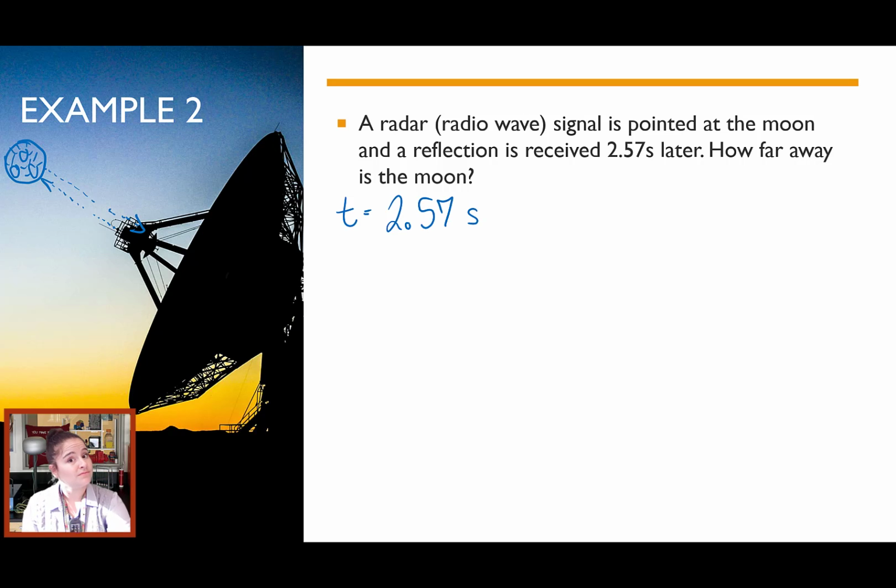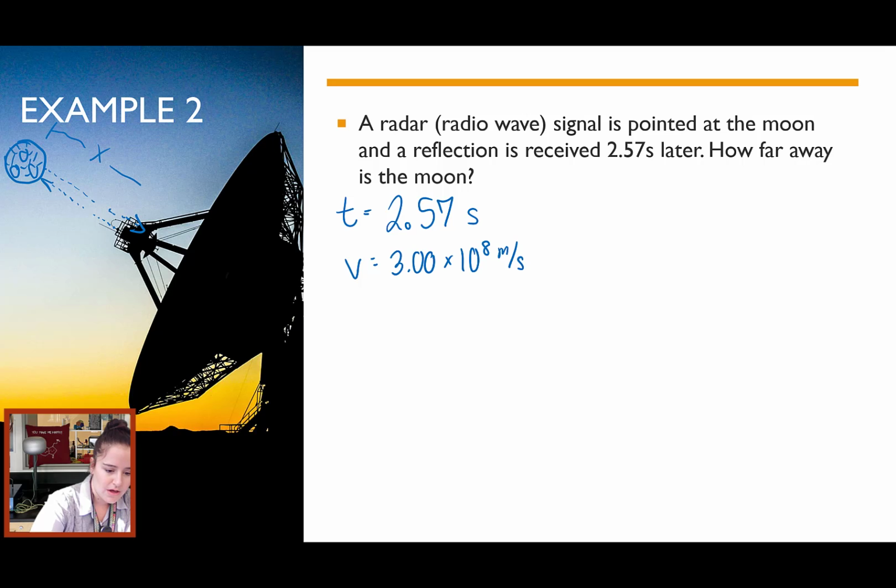Radar, radio wave, so we know it travels with a speed of 3.00 times 10 to the 8th meters per second, and we're looking for how far away the moon is. So we're looking for some distance, x. Now, if I just plugged in these numbers and solved for x, that would be the distance to the moon and back. So I have two options. I could solve for x and then divide by 2, or I could divide this time by 2 now to get just the time to the moon. I think I'm going to do it with the numbers they gave me and start from there.